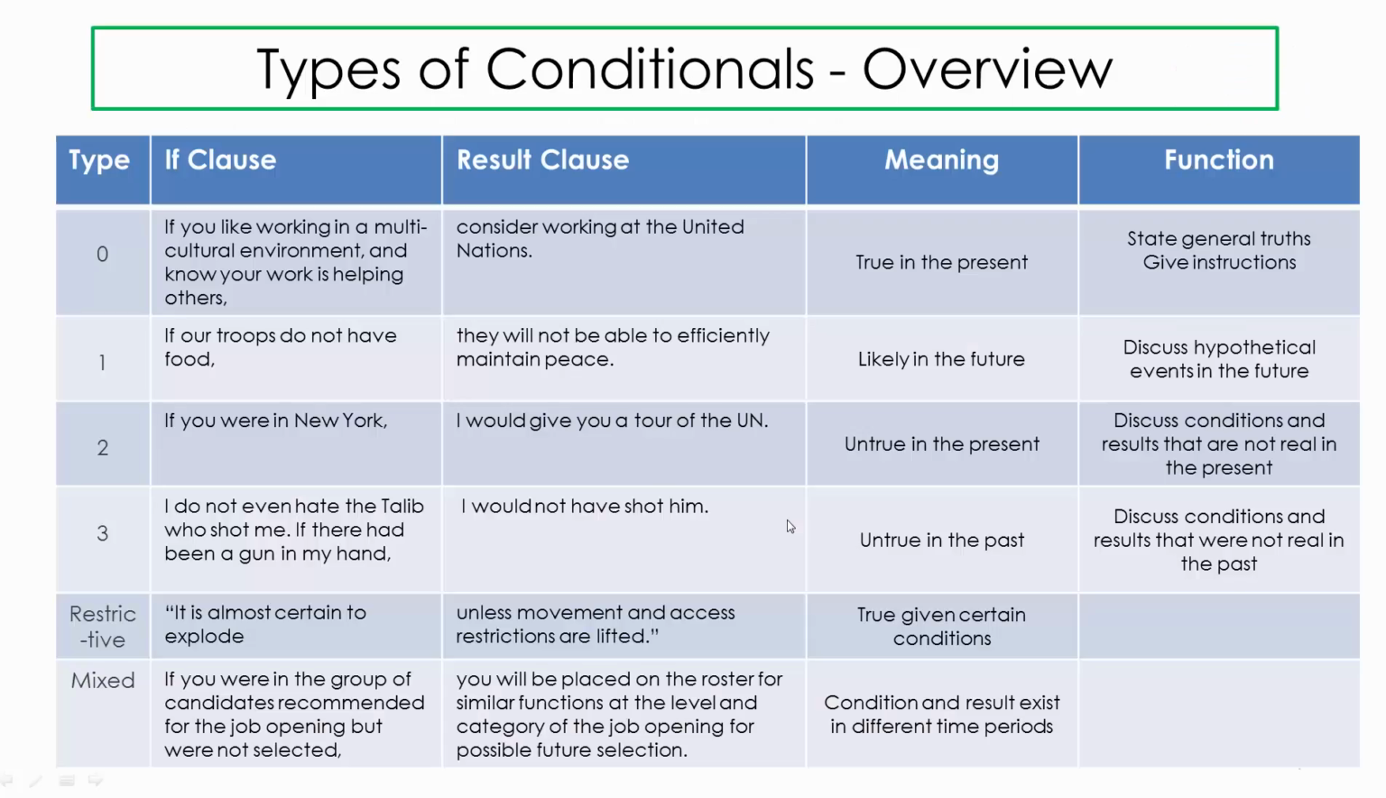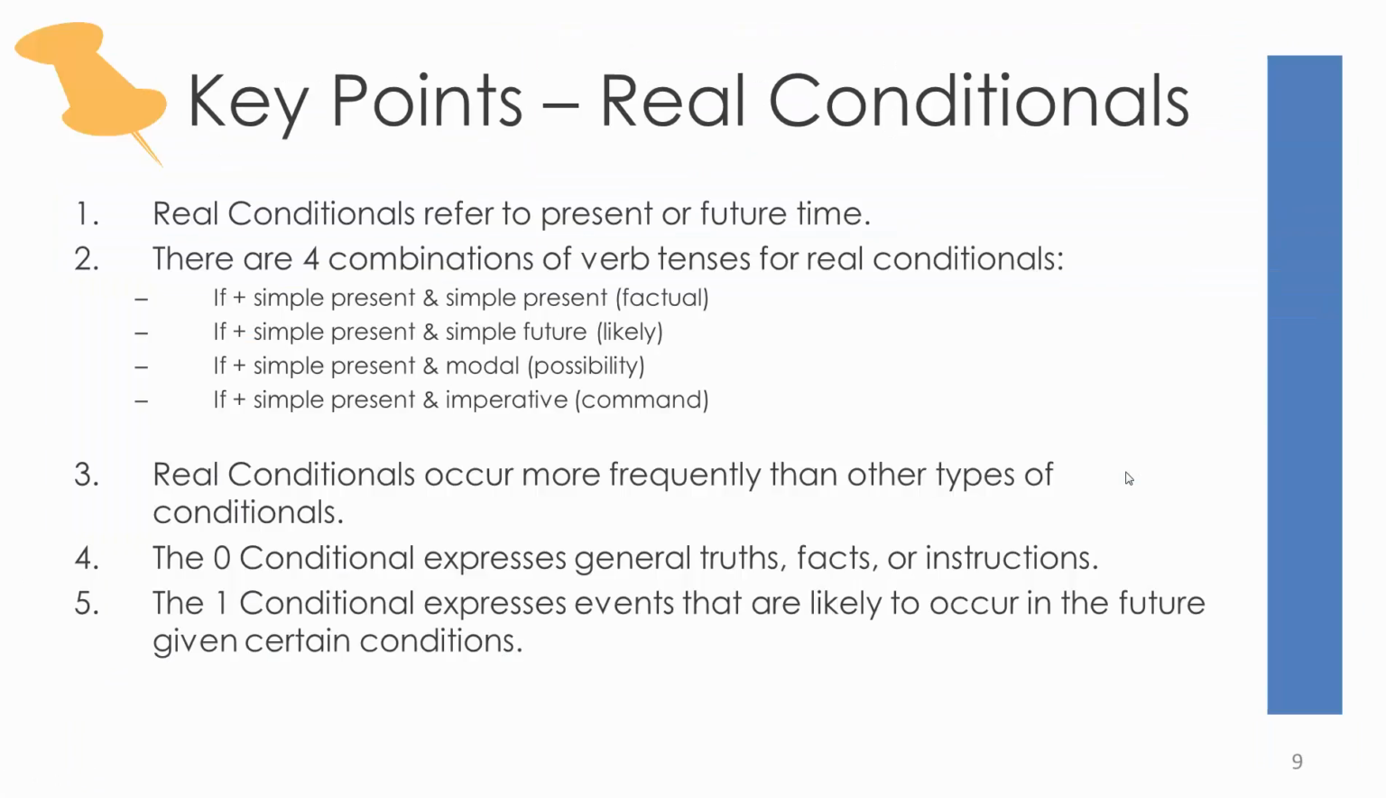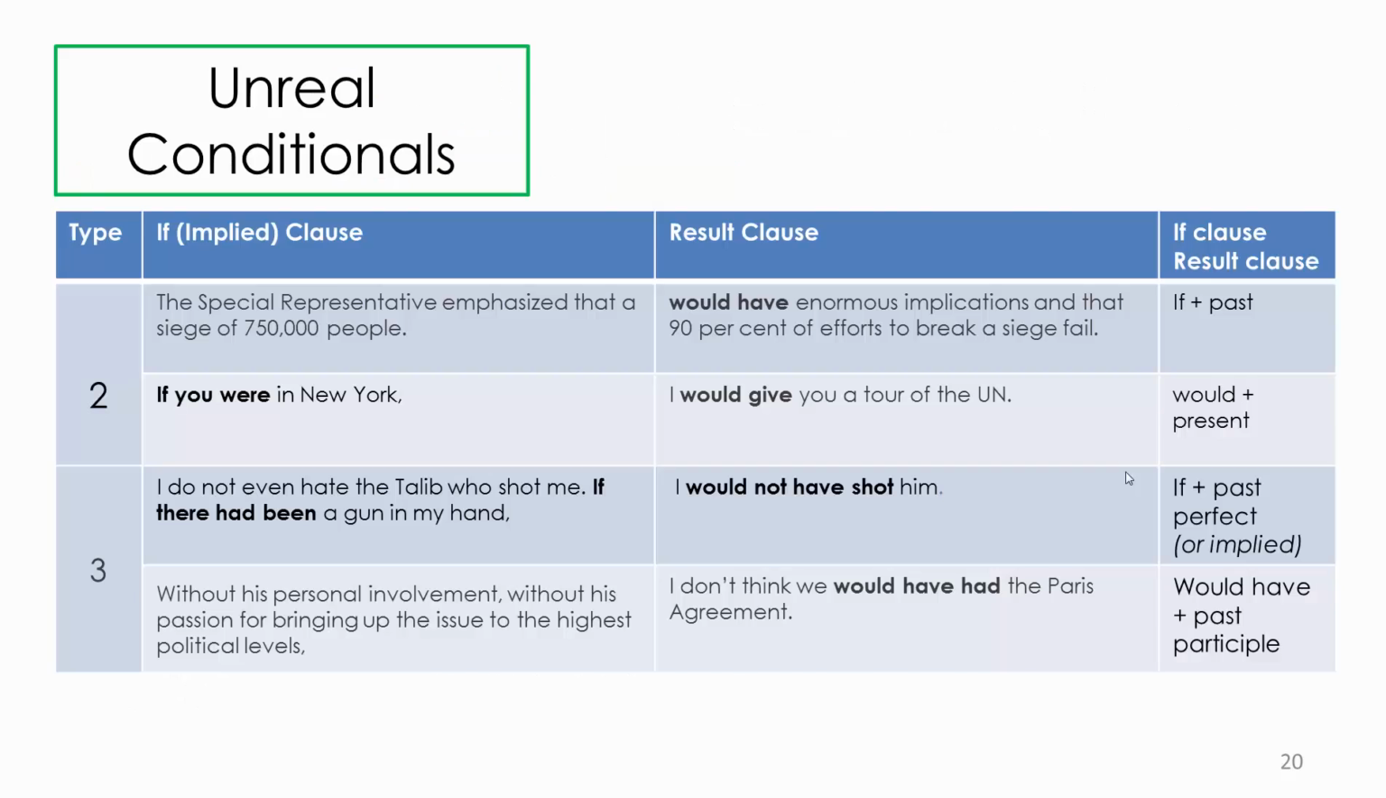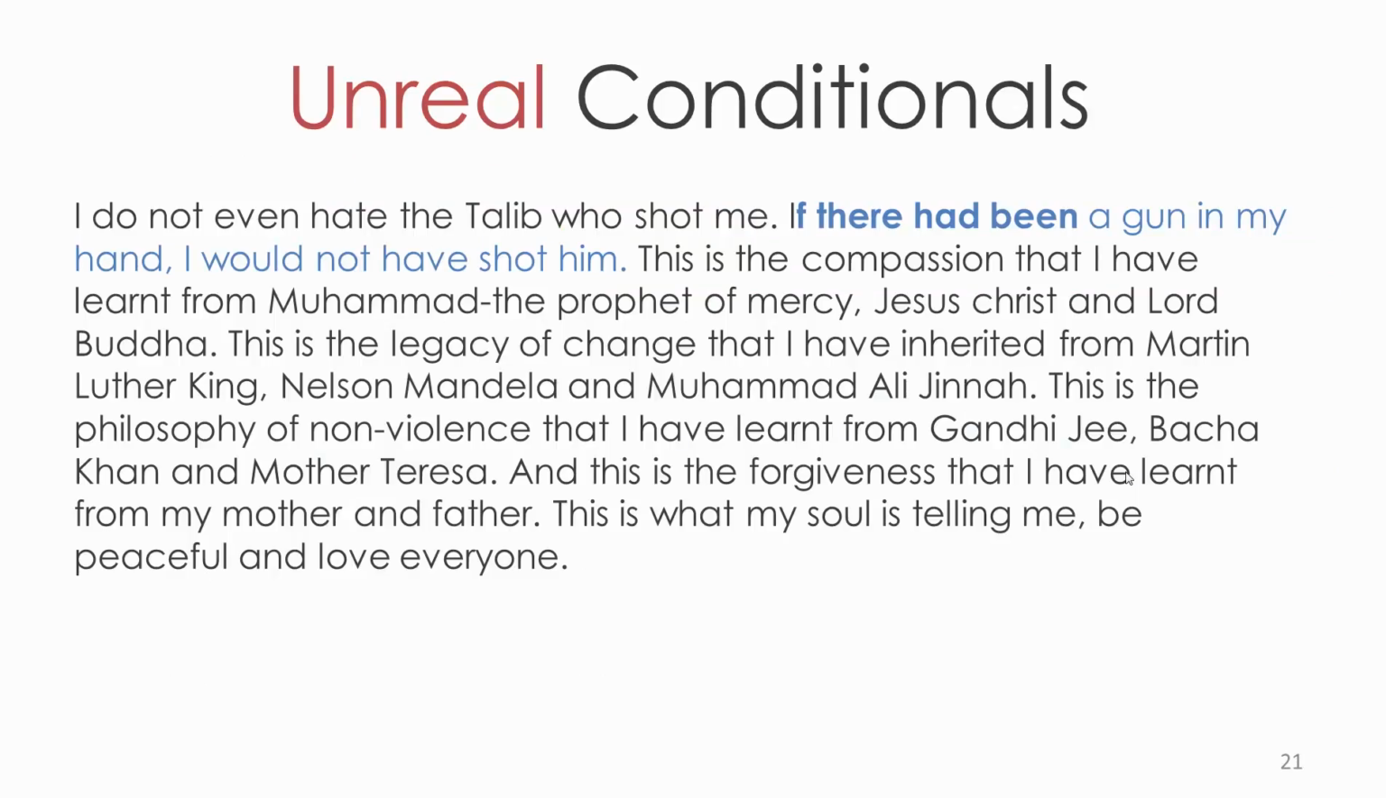You can also refer to this chart over here, where you can get a review of the meaning and the function. Okay? So there's your second conditional and your third conditional, again untrue in the present and in the past, and here's their functions. Okay, so that's the second and the third conditional. I'm going to just go back to the point where I was at. Okay, and now we'll just look at some more examples.